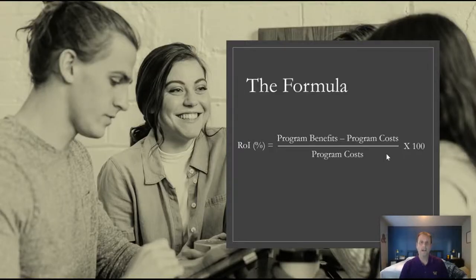The ROI calculation is not actually very complex. ROI, again, given as a percentage, looks at the program benefits and then subtracting the costs, then dividing that by the program costs, and then multiplying it by 100. Again, giving a percentage as the outcome. However, the formula is not the end result. ROI should really be seen as a part of the evaluation framework.